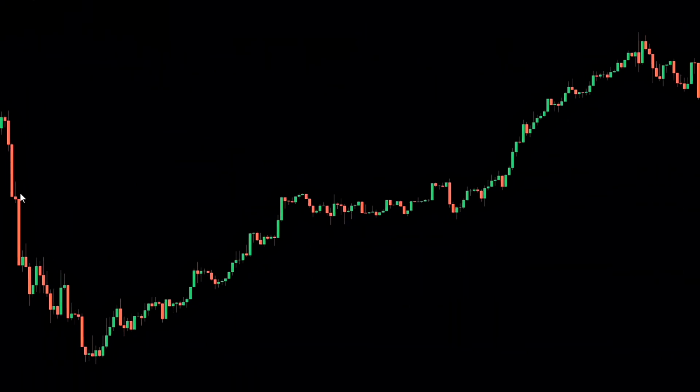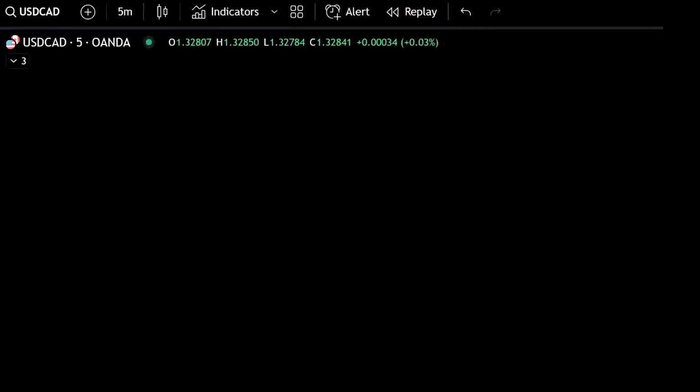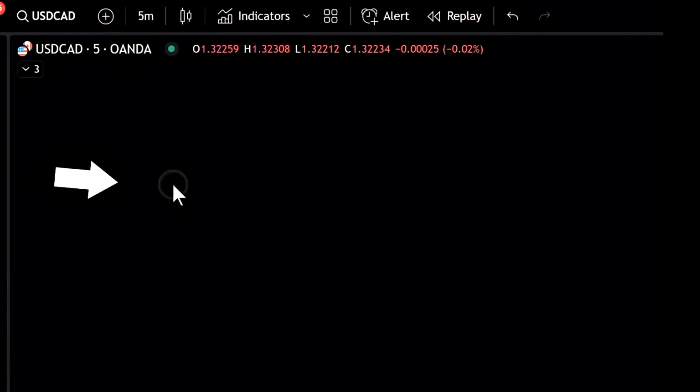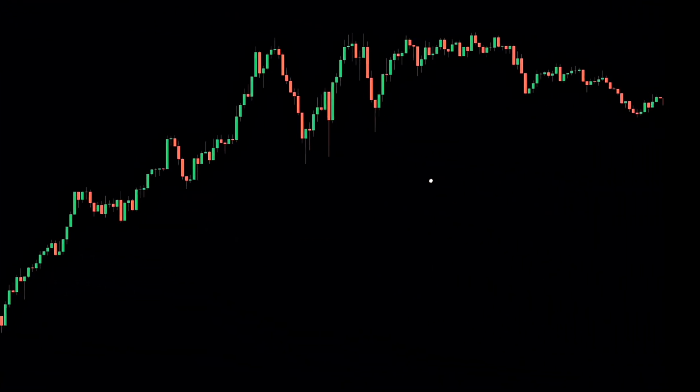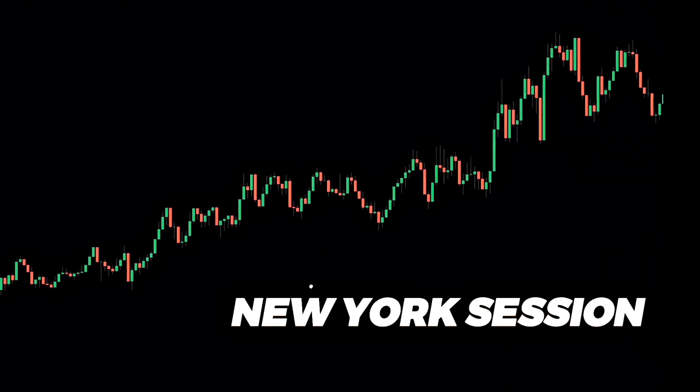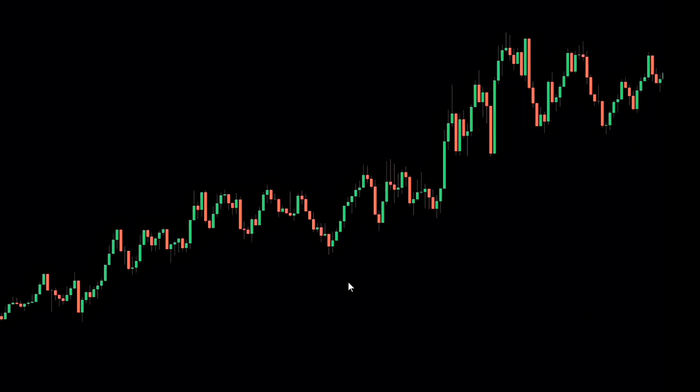So what are the conditions for entering trades? Let's break them down. First, set your chart to the correct time frame, the 5-minute time frame in this case here. Be sure to switch to this before proceeding. The second condition is trading sessions. Only take trades within the first 1.5 hours of the New York session. To identify this, we'll use the LuxAlgo session indicator.